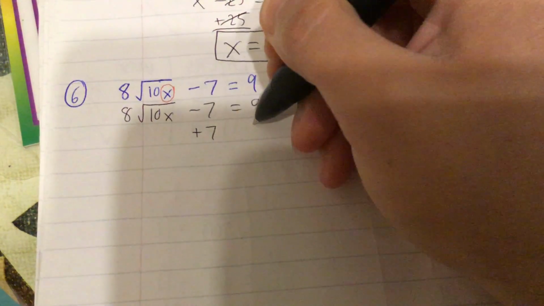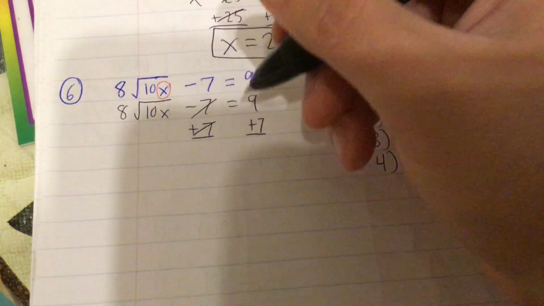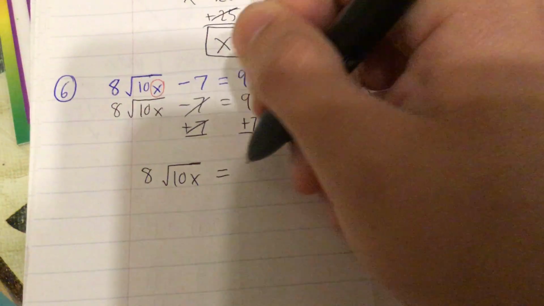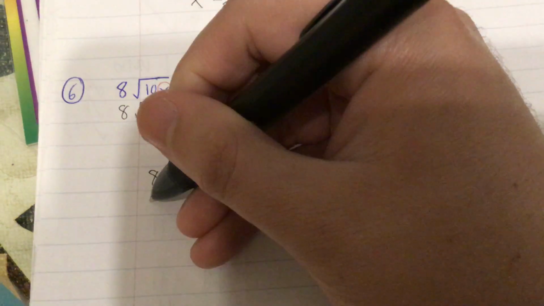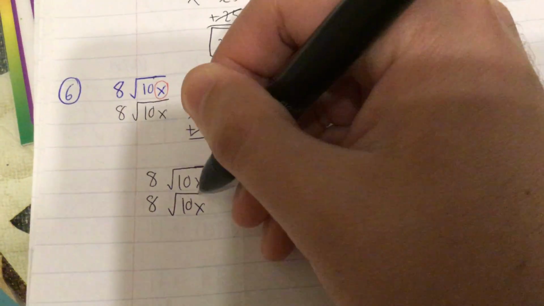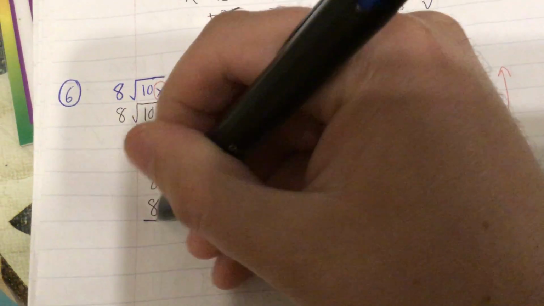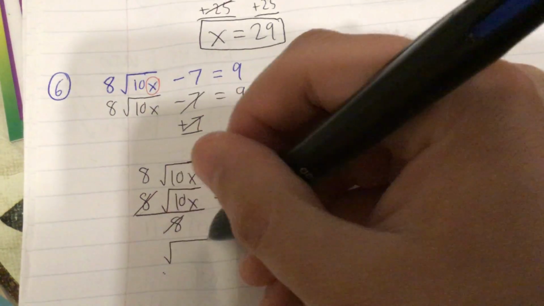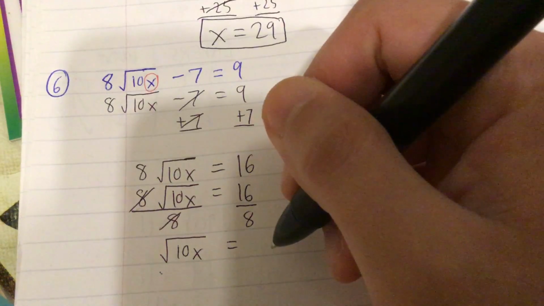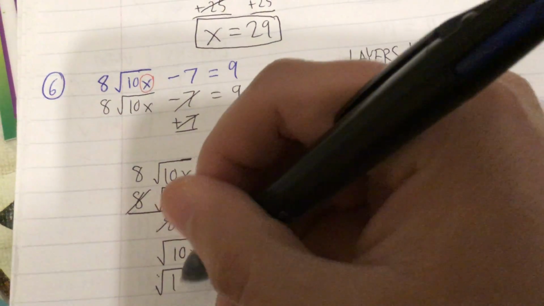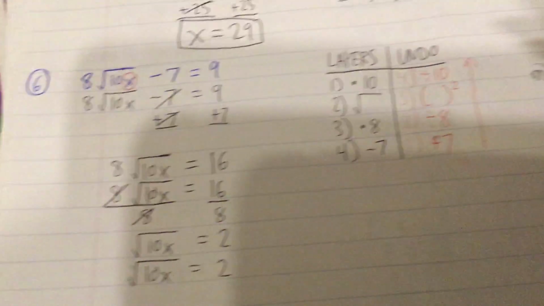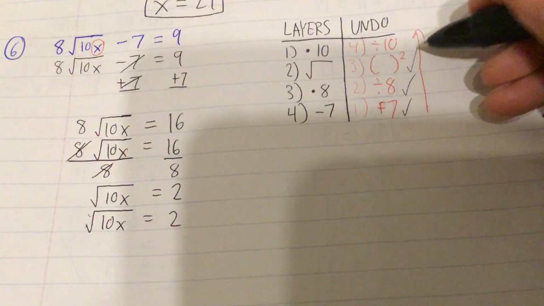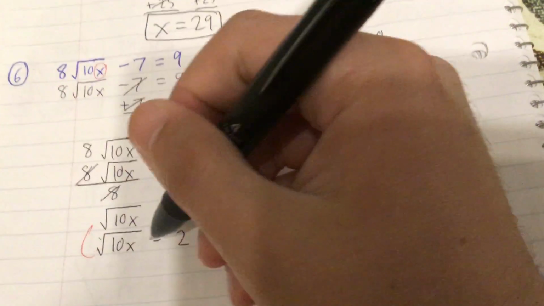I'm going to add 7 on both sides of the equation. So then I get 8 square root of 10x. Remember that 10x is in the radical itself. So 9 plus 7 is equal to 16. 8 radical 10x is equal to 16. Divide both sides by 8. So then we get the square root of 10x. 16 divided by 8 is 2. And now I've got the square root of 10x is equal to 2. Once again, I've cleared the plus 7 layer. I've cleared the divide by 8 layer. Now I'm going to do the squaring on both sides layer. So let's square both sides.